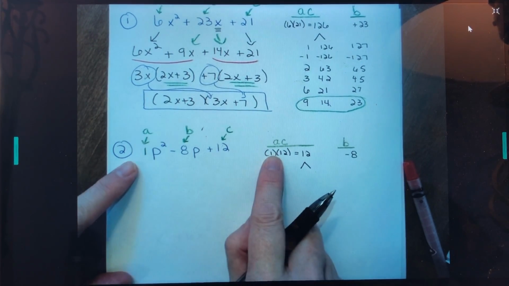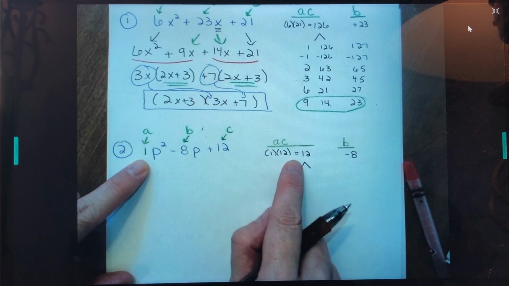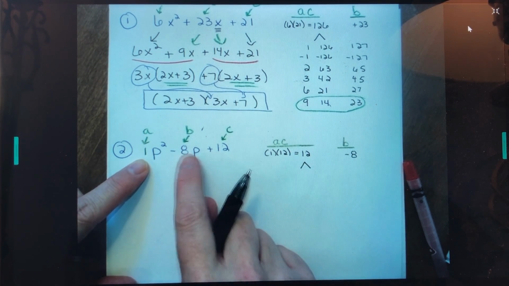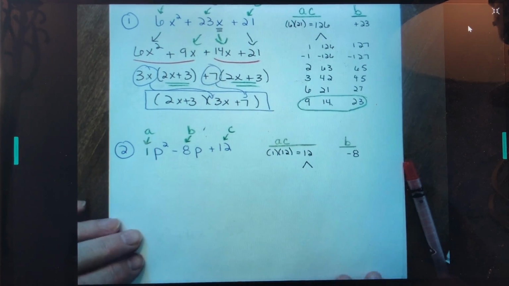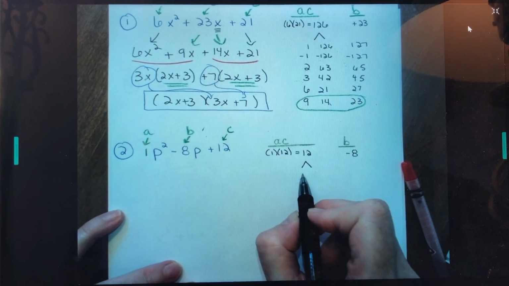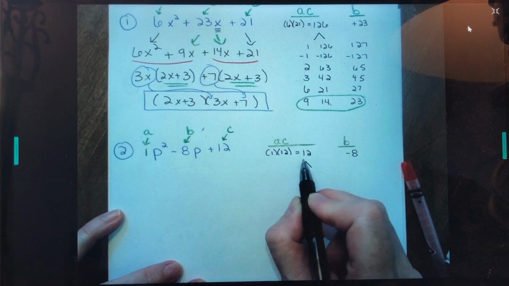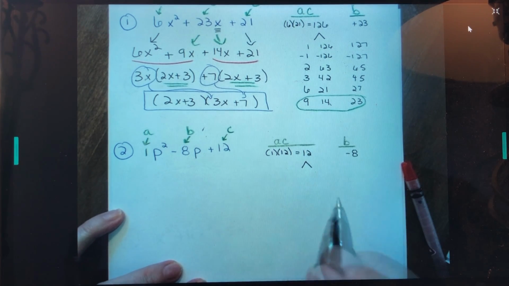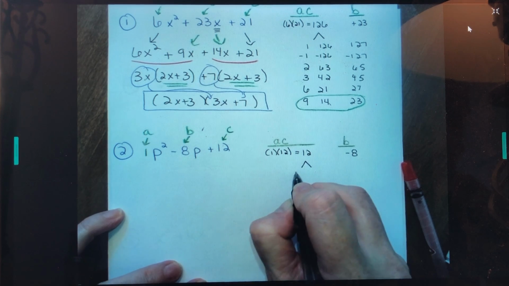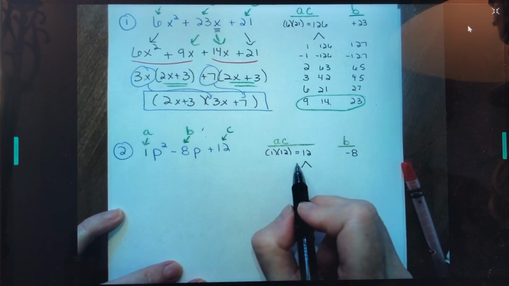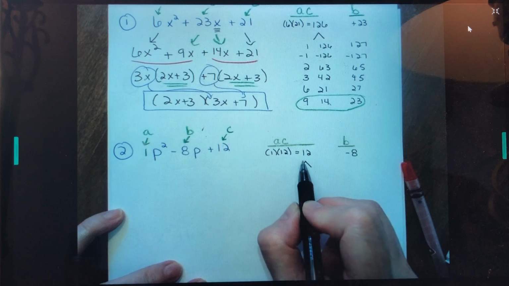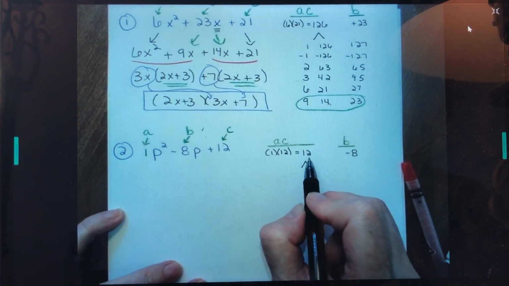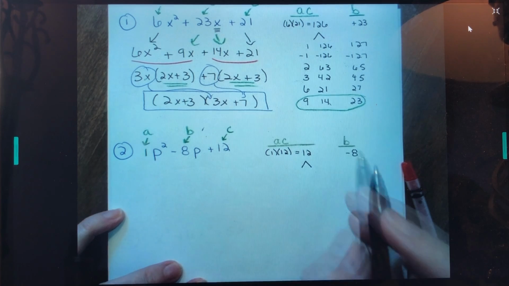So here, a times c, that's going to be 1 times 12. So, again, this one happens to be positive, a positive 12, and my b happens to be -8. And so, again, I'm looking for two numbers that multiply to get a positive 12 and that add together to get a -8. So if you want to start moving through your list, we can do that. Some of you, if you have good number sense and you're good with multiplication, you might see the answer already. But if not, we're going to go through this process.